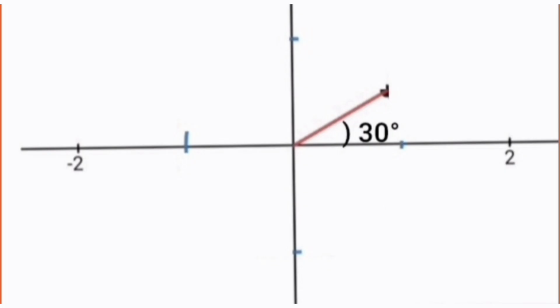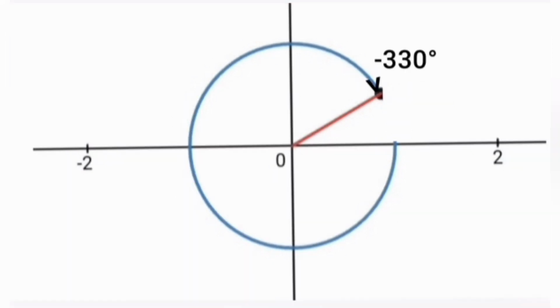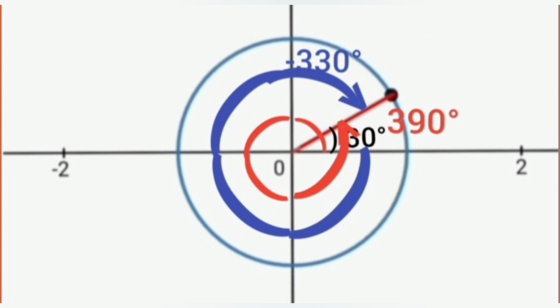30 degrees, 390 degrees and negative 330 degrees have the same cosine and sine coordinates as square root of 3 over 2 and 1/2. Coterminal angles have the same cosine and sine coordinates.